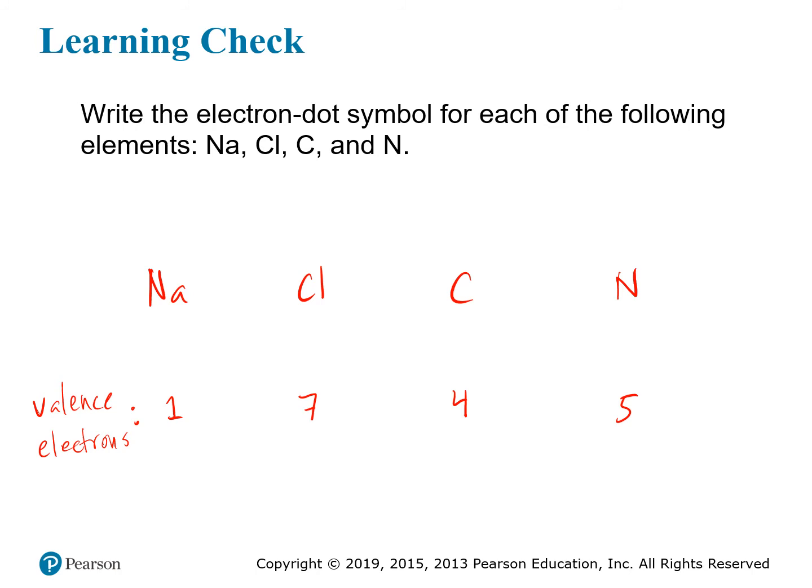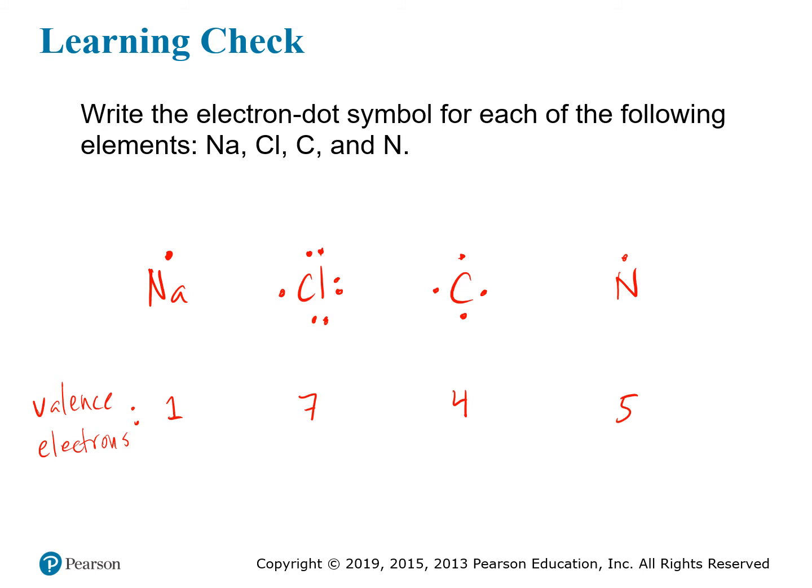So now that we know the number of valence electrons from the group number, we just fill in the dots, right? Sodium has 1, so we just put a dot. Chlorine has 7, so 3 sides are going to have to get pairs for a total of 6 electrons, and then the last side is going to get a single, and that's 7 electrons. Carbon has 4, so we need to put 1 dot on each side. Remember, we don't want to double them up unless we have to.